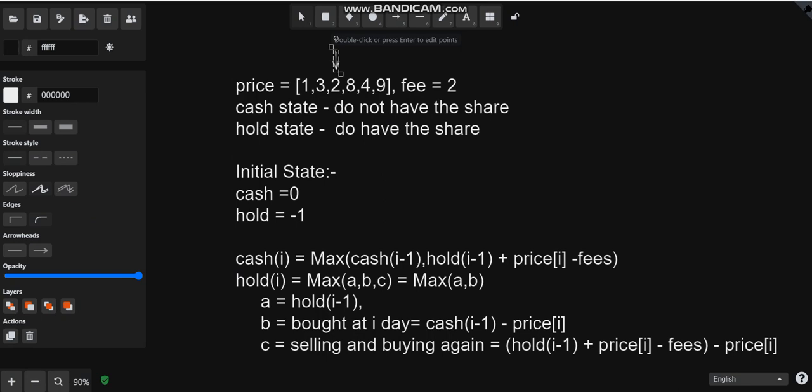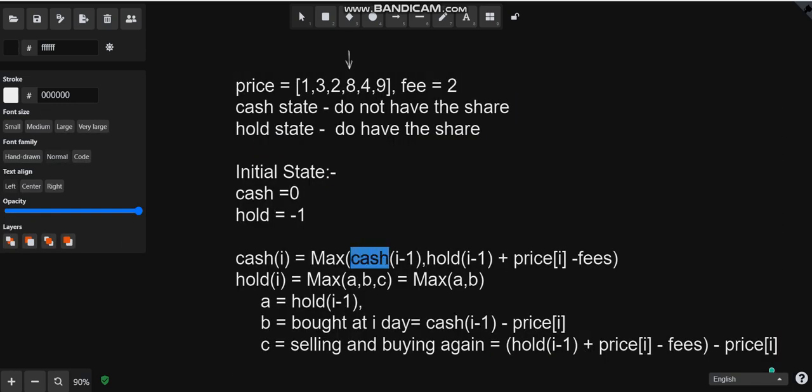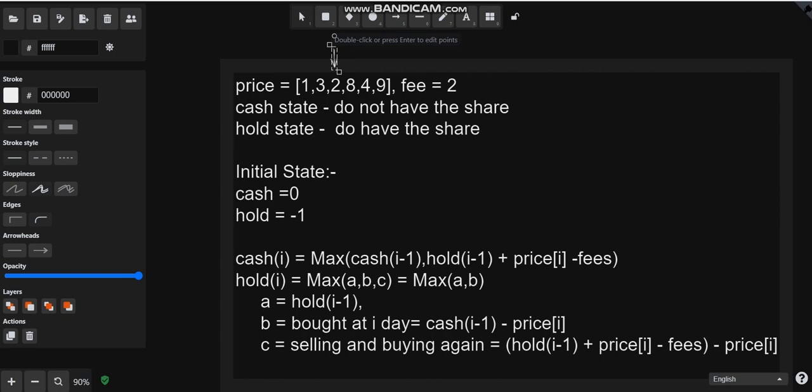So basically, one day prior also we did not have the share, and today also we do not have the share. So this is the first case. So basically we are checking that one day prior also we did not have the share. The other possibility is that one day prior, that is a day before it, we were having the share, but on that day, that is today, we just sold it, right?